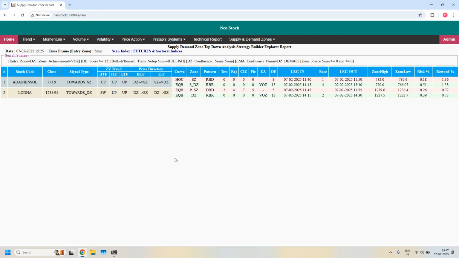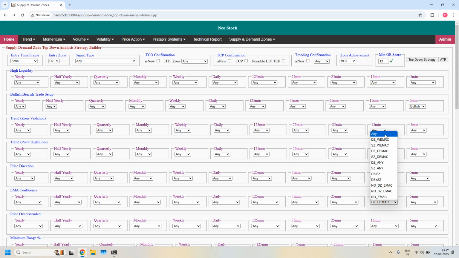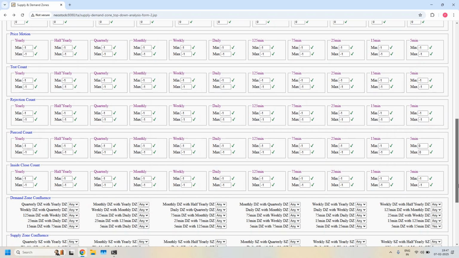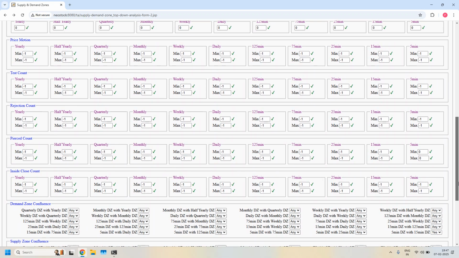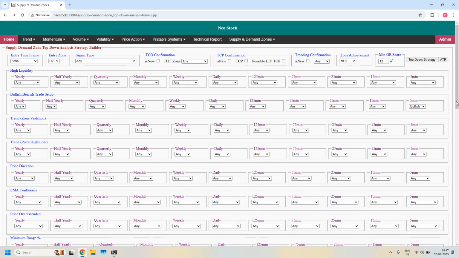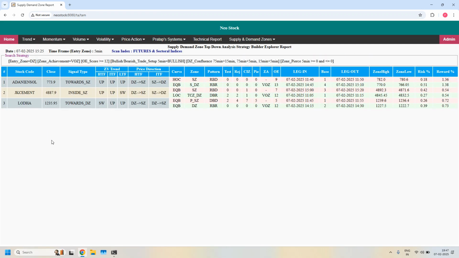Okay, next let us look for LTF, ITF, HTF zone confluence. Removing EMA filter. LTF, ITF, HTF. That is 5 minutes, 15 minutes and 75 minutes demand zone confluence. Already first filter is enabled. Next 5 minutes demand zone with 75 minutes demand zone confluence. 15 minutes demand zone with 75 minutes demand zone confluence. With all the 3 zone confluence, LTF, ITF, HTF demand zone confluence, we got 3 stocks.